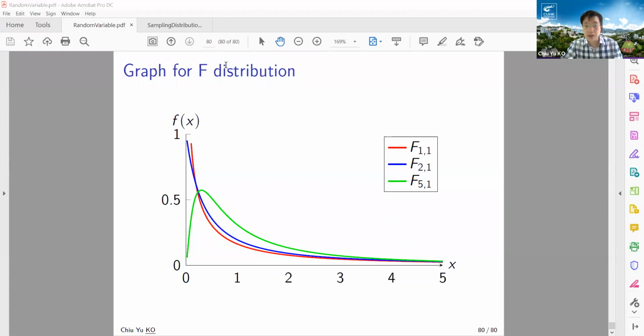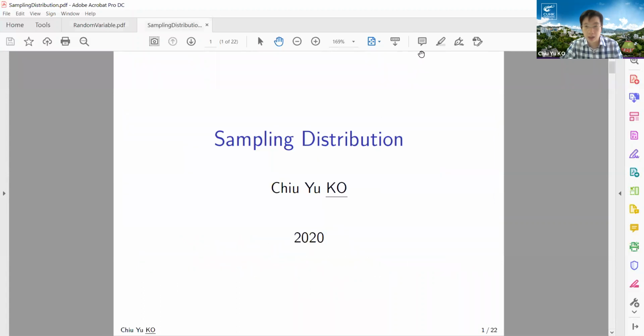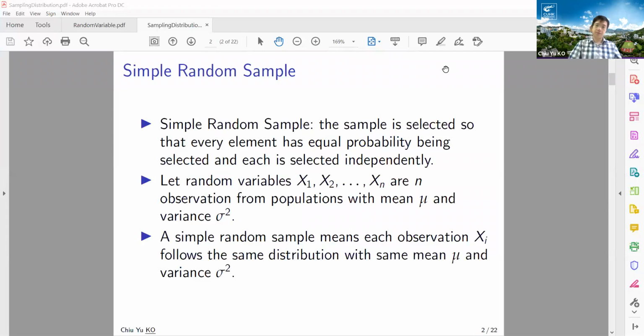If no, then we are going to talk about the sampling distribution. Can you see the new set of slides? I hope you do. Any question? Okay, you can see my slide. So let's talk about what we call the sampling distribution.